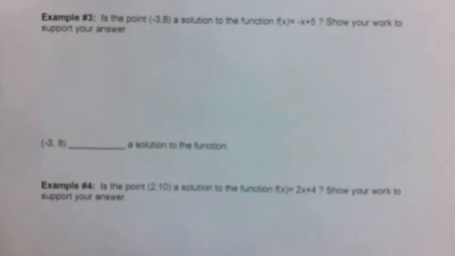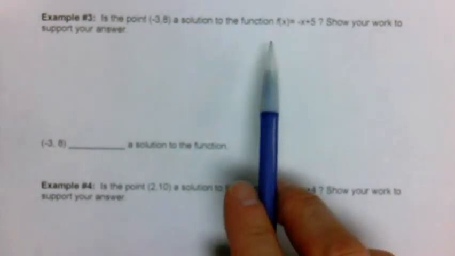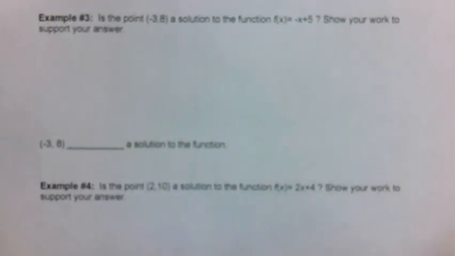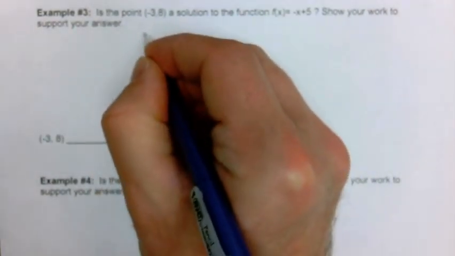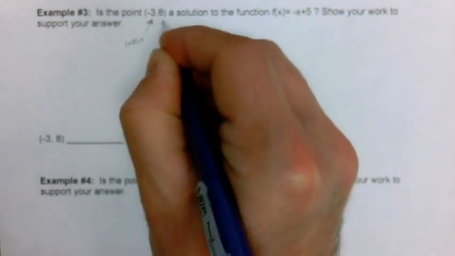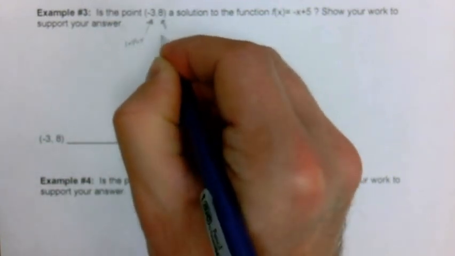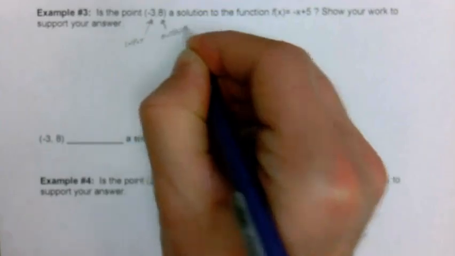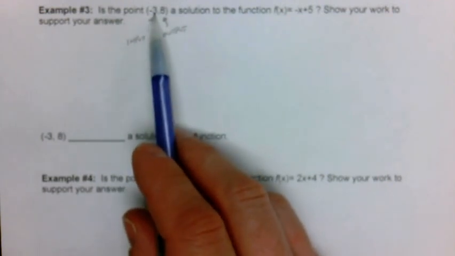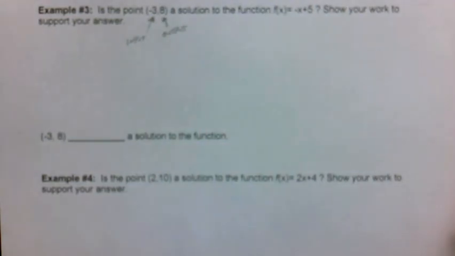In our next example, they want to know if the point -3 comma 8 is a solution to our function with the rule f of x equals -x plus 5. We're going to show work to support our answer. And in order to do this, it's important to remember that your x value here is your input, and it led to the output value found right here. So the input of -3 led to the output of 8. Would that happen if I used this input in this function right here?